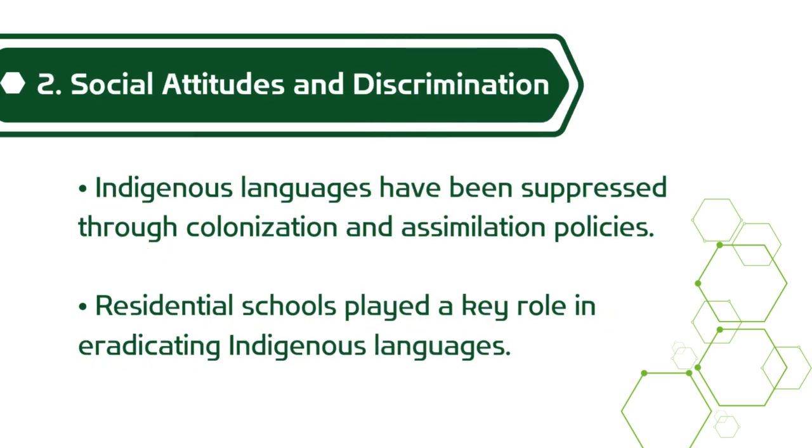Second is social attitudes and discrimination, which suppress Indigenous languages, particularly through policies of assimilation. One of the most damaging examples is the residential school system, where Indigenous children were forbidden to speak their native language and often punished for doing so. This has led to intergenerational language loss.